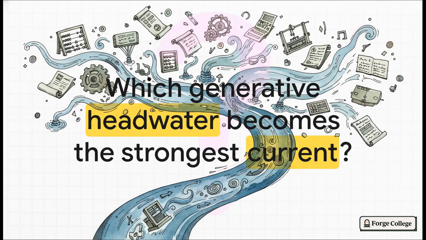I want to leave you with this provocative thought as you compile your list. Which generative headwater will become the strongest current in your narrative? It's like a giant puzzle, and you get to put the pieces together. Make your choices, prepare your spreadsheet, and definitely bring it with you to our next module, Evaluating Sources and Building Evidence.